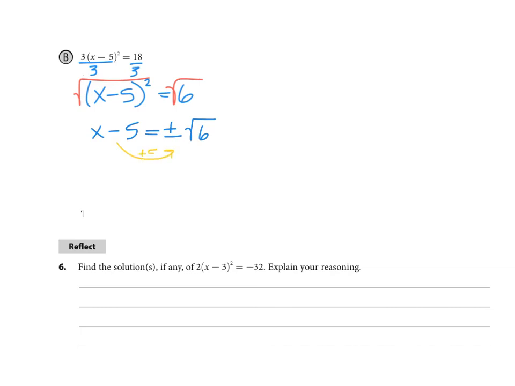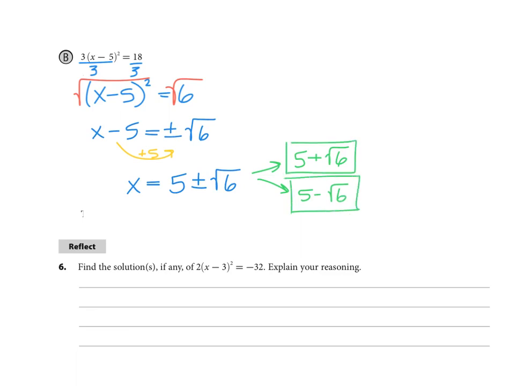I'm going to add 5. That's going to give me a final answer of x equals positive 5 plus or minus the square root of 6. Now in this case, you can break that up to write two different answers, 5 plus the square root of 6 and 5 minus the square root of 6. But since we can't actually work out the square root of 6, we just leave those as two separate answers right there.